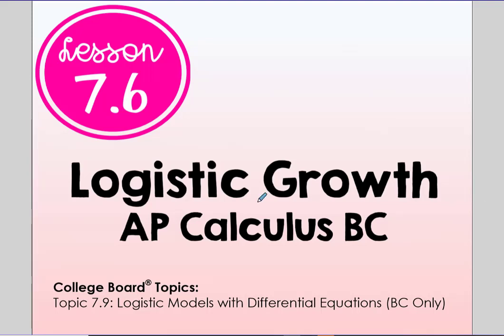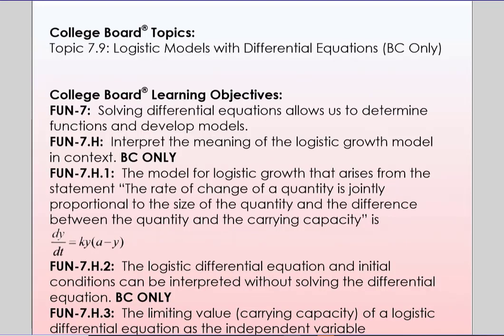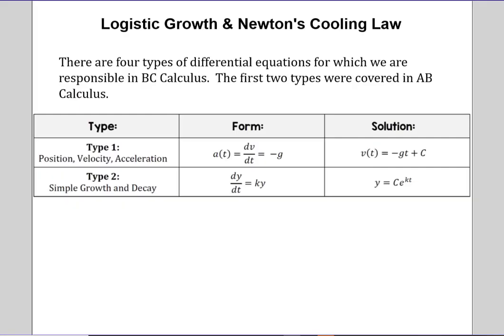This is our last lesson in Unit 7. We're going to look at logistic growth for BC Calculus. We're going to discover that there are 4 types of differential equations that we're responsible for in Calc BC. The first 2 types we covered in AB Calc, and those were position, velocity, acceleration, and then simple growth and decay.